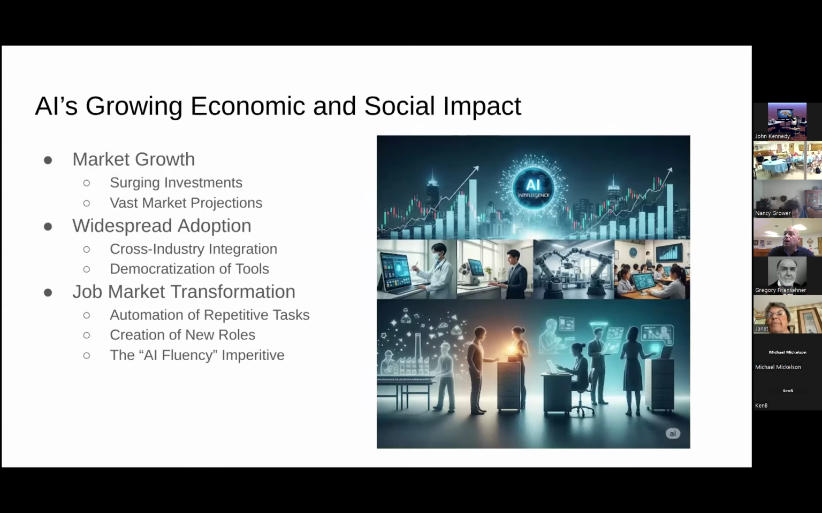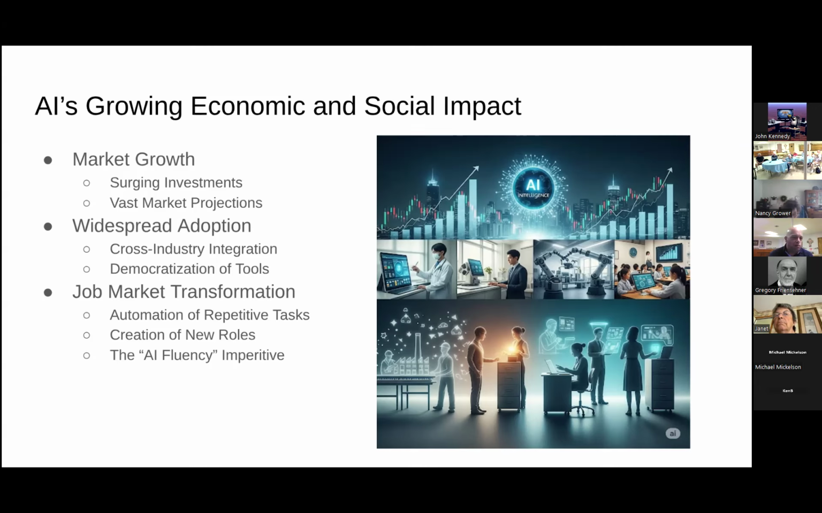So let's look at AI's growing economic and social impact. AI is no longer a niche technology. Its influence is rapidly expanding across all sectors, reshaping economies and societies. Looking at the market growth of AI recently, everyone's heard about the investment boom because all these companies are now worth hundreds of billions of dollars. Private investment in AI startups has skyrocketed, especially in generative AI. Everyone wants to be the next ChatGPT, right? Billions of dollars are pouring into research, development, and new features.